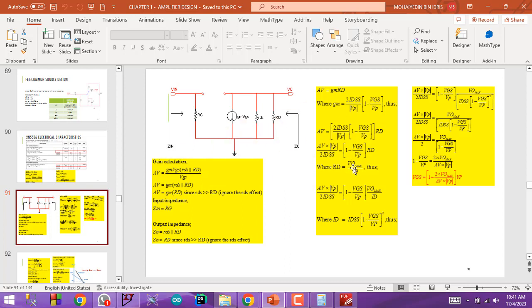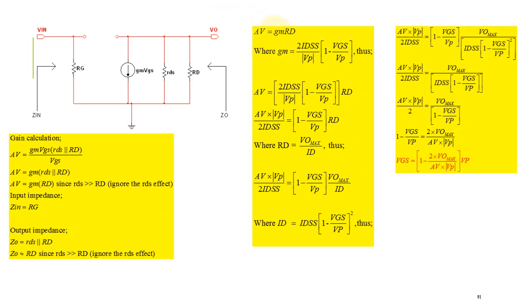So from our gain equation, we have the AV is approximately equal to GM times RD. So here we need to change the value of resistor RD into a term of voltage. Okay, so this is the process of how you convert the AV equation so that it can give our final value in terms of voltage.